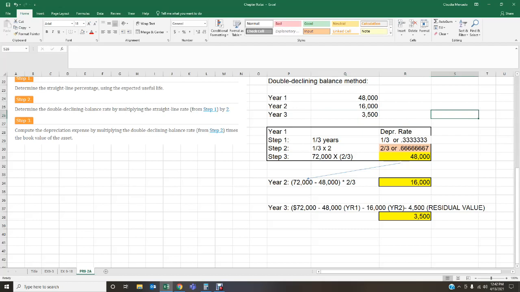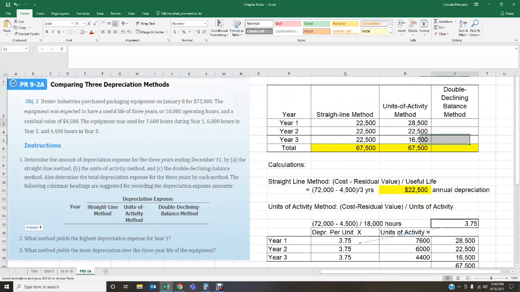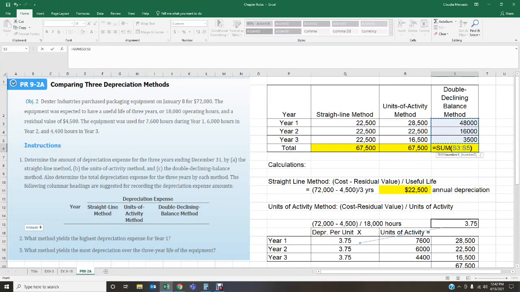So that is the depreciation using the double declining balance. I'm going to copy that over here, and then that gives us the total. Okay. And you notice all of them should give you the same total because you're depreciating the same asset for the same amount of time. So that will let you know if your calculations are kind of correct.